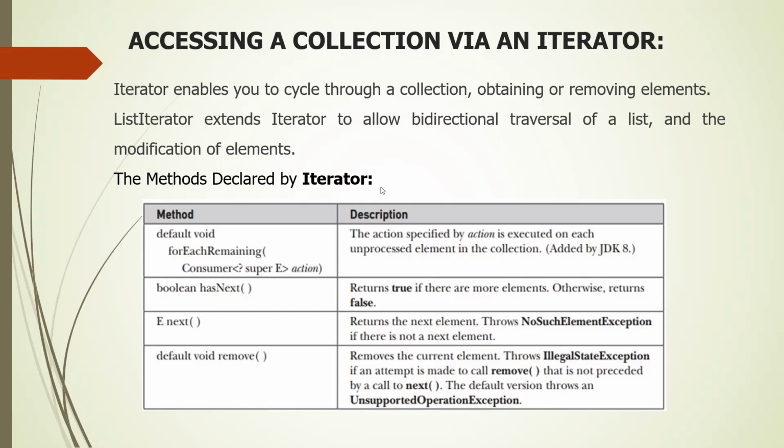The methods declared by Iterator are default void forEachRemaining(). forEachRemaining is the method. The action specified by action is executed on each unprocessed element in the collection. For the remaining elements in the collection, the actions will be performed. Then we have another method, hasNext(). It returns true if there are more elements in the collection.